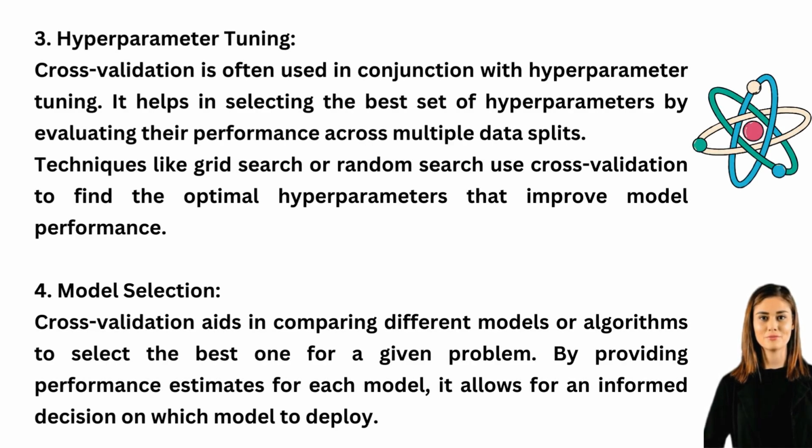Hyperparameter tuning. Cross-validation is often used in conjunction with hyperparameter tuning. It helps in selecting the best set of hyperparameters by evaluating their performance across multiple data splits. Techniques like grid search or random search use cross-validation to find the optimal hyperparameters that improve model performance.